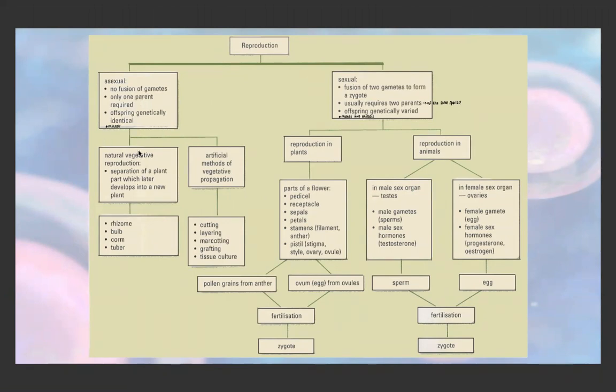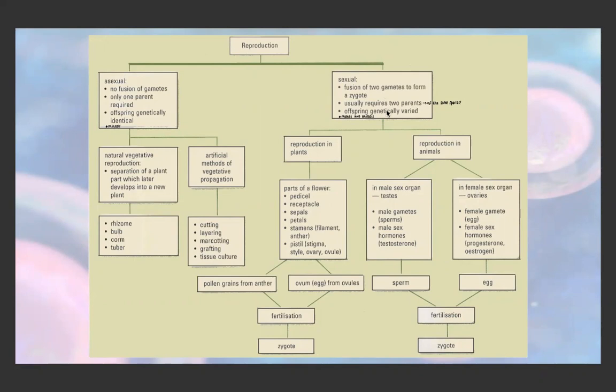You can either do natural vegetative reproduction in terms of plants, or we can do artificial ways to do vegetative propagation. Natural vegetative reproduction could be rhizomes, bulbs, corms, or tubers. Artificial ways to do it would be cutting, layering, marcotting, grafting, and tissue culture.